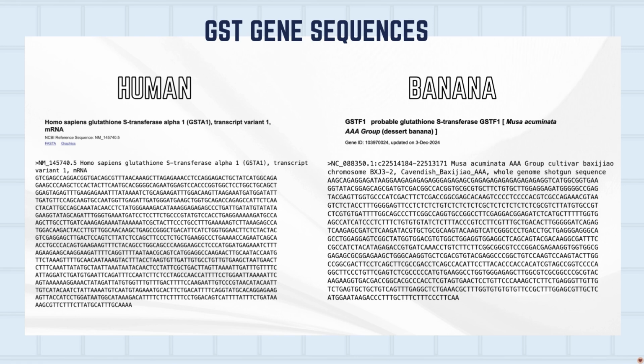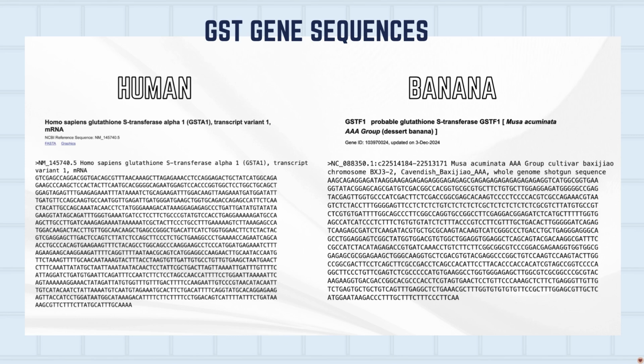gene. And on the right, we can see the banana GST gene, specifically from Musa acuminata, which is the Cavendish banana. It's labeled as GSTF1, or probable glutathione S transferase. This performs a similar function even though it comes from a plant.